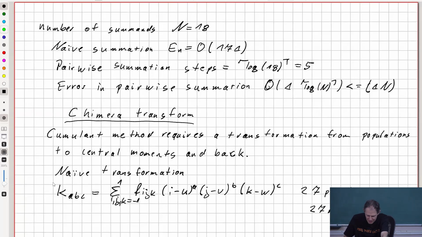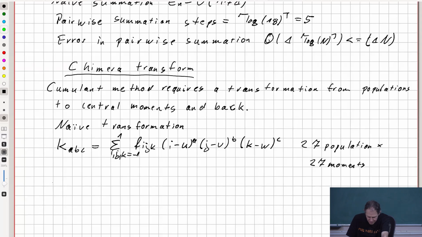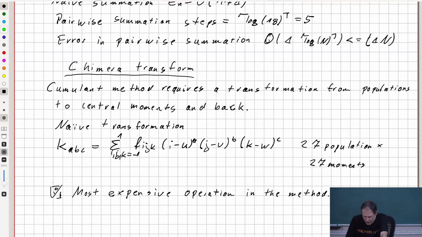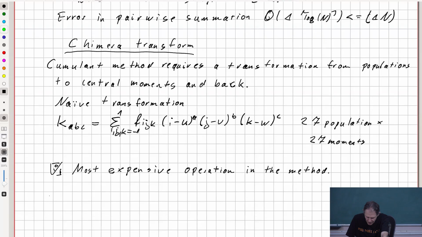But anyway, this is the most expensive part in the entire algorithm. It's also the longest sums and therefore the most prone to round-off errors. So it's the most expensive operation both in terms of round-off errors and in terms of the time that it requires. So the question is, how to accelerate this? Maybe you have an idea.